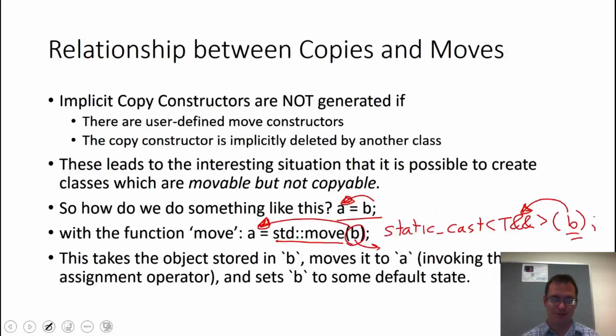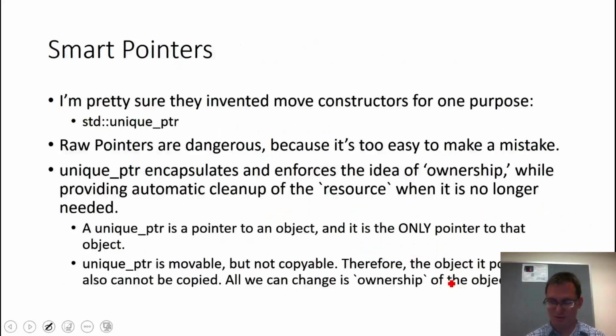Anyway, the answer to my question here: why do we want a movable but not copyable class? The answer is here. Move constructors were invented for one purpose, I'm pretty sure. And that is, they wanted something called a unique pointer. The C++ people. A unique pointer, in all respects, acts like a normal pointer.